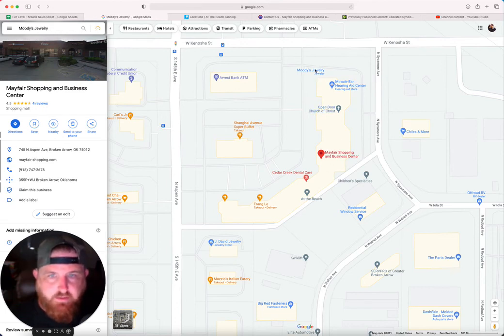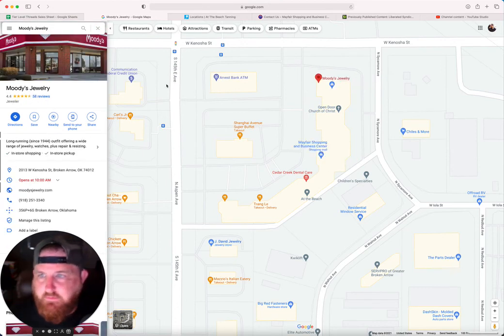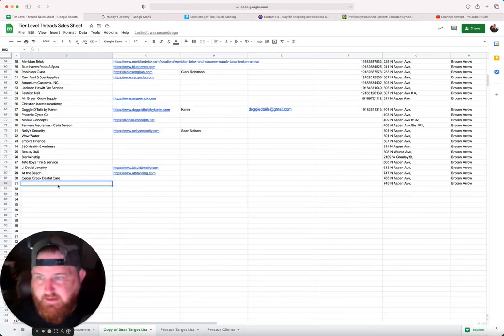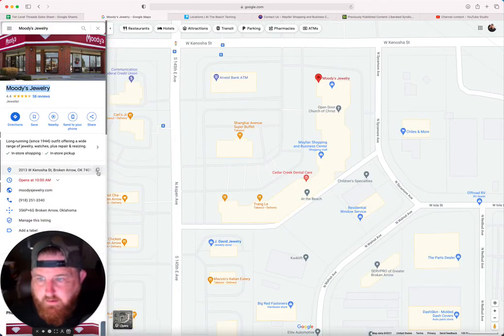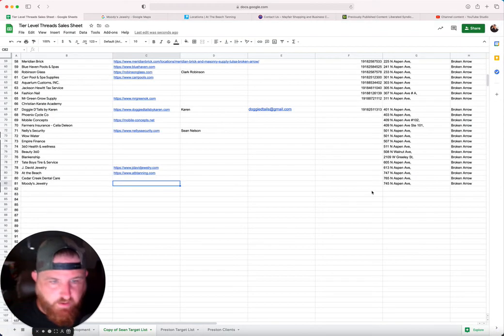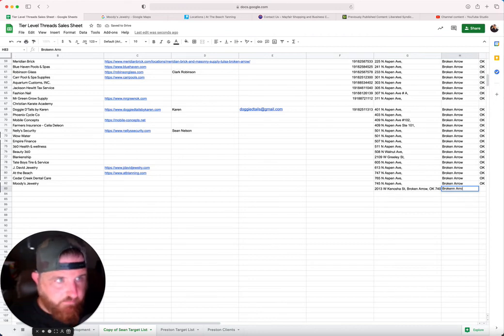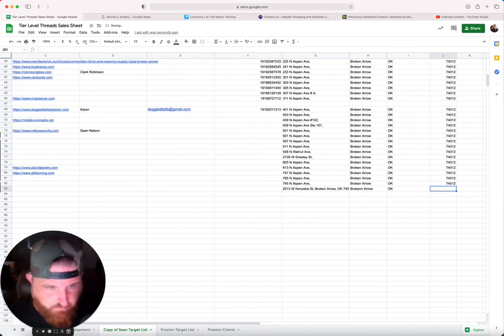So just going through here, we got Moody's Jewelry. So it's another pretty big company locally. So I'm going to go ahead and put them on there just to, again, make contacts. You never know what they might need on a local level, whether they're corporate owned or not. But if they're right there, there's no reason why not to go in and ask simple questions like that. So I'm going to go and put them in there.